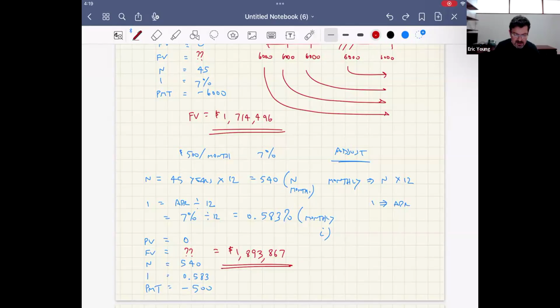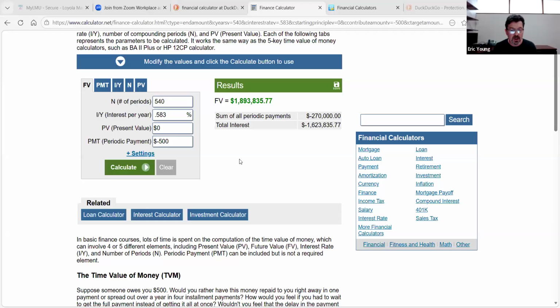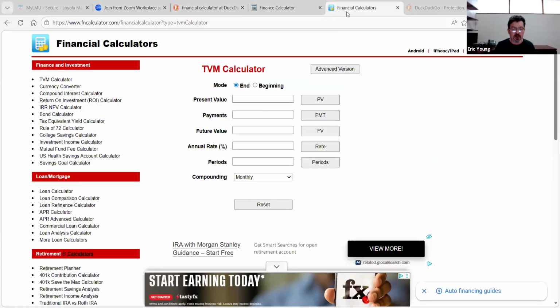I want to show you one last thing. I mentioned before that we have two calculators. I like this one. I've used it often. I still use it. But when you have to do adjustments, you have to kind of go in and tweak this. Let me show you the time value calculator at www.fncalculator.com. Check this one out. Here, we're going to use the same numbers as last time. The present value is 0. The payments are going to be negative 500.